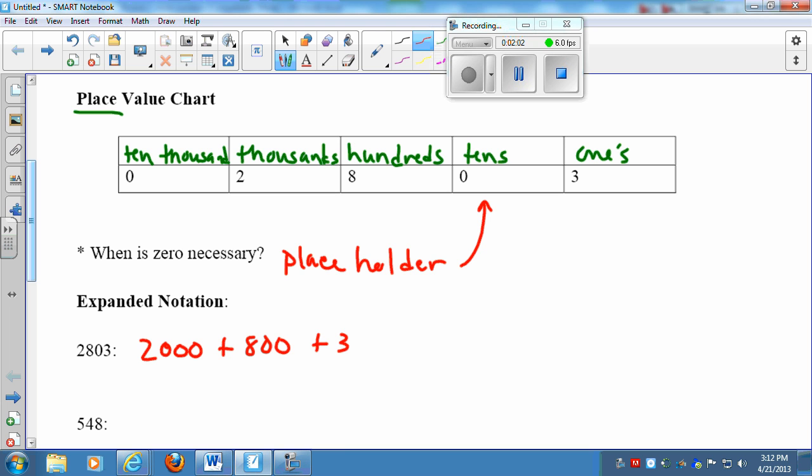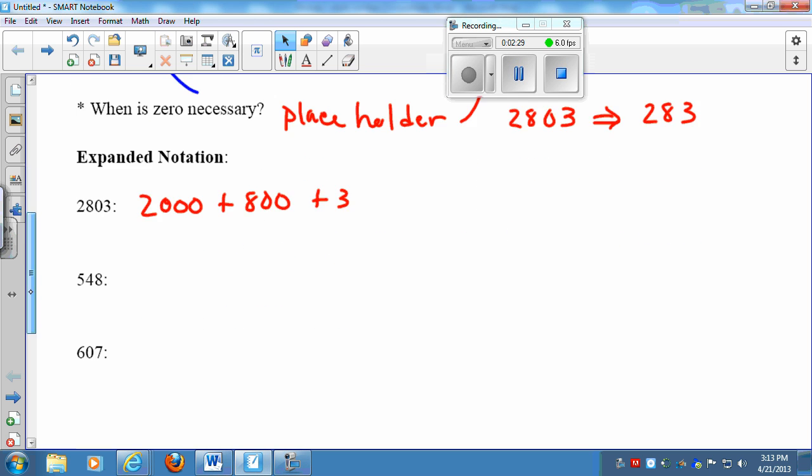If I didn't use it as a placeholder, I would have looked at the number 2,803 as 283. So that 0 is very important. Is the 0 on the far right important to show no 10,000s? It is not. It's not holding a place for a particular digit.